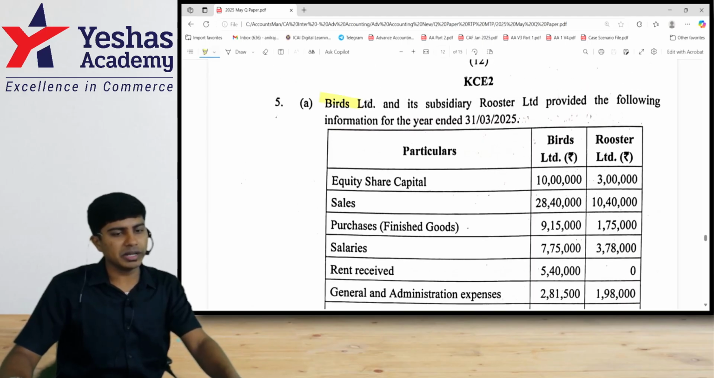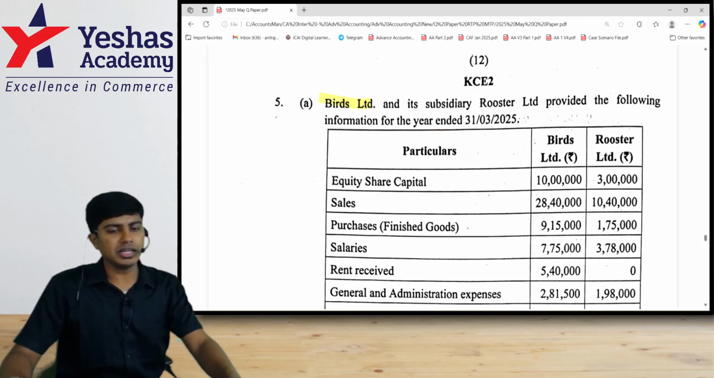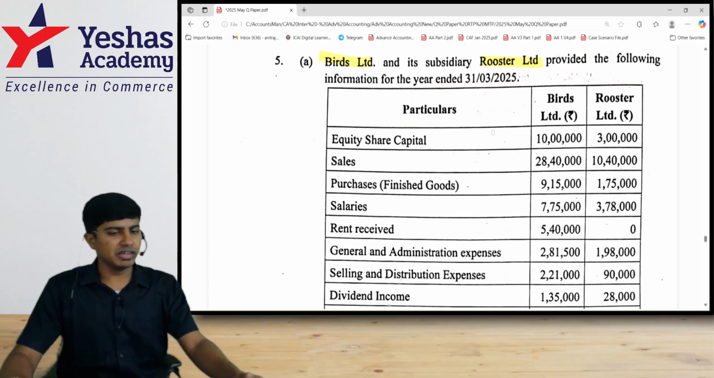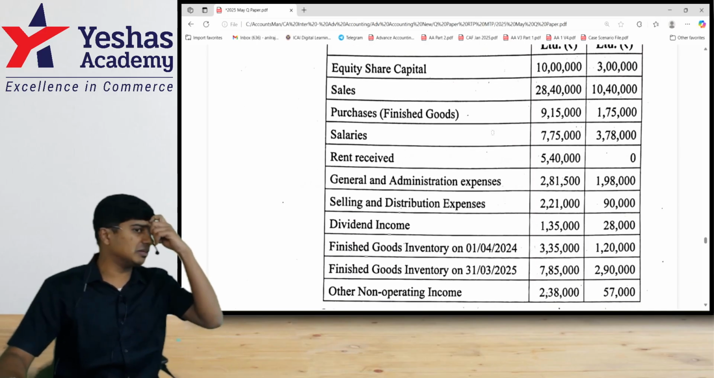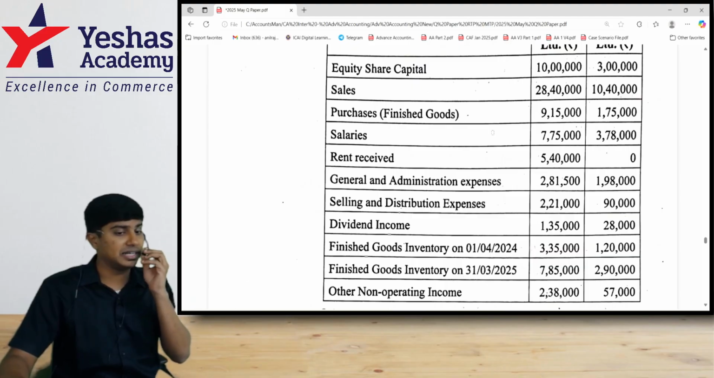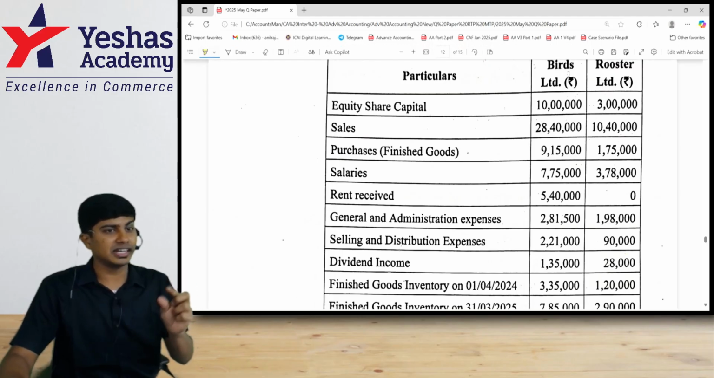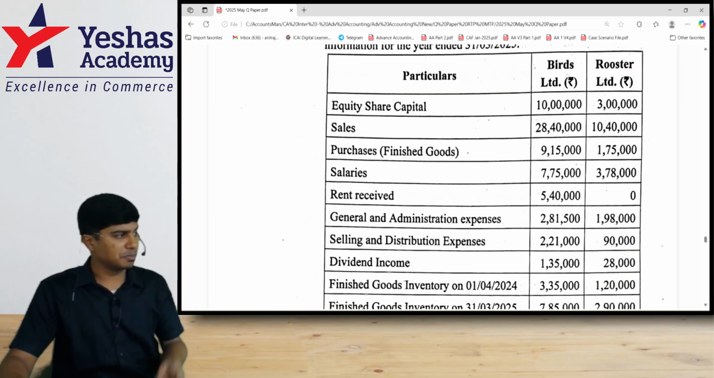So, who's the holding company? Bird. Who's the subsidiary company? Rooster. So, who should prepare consolidation of PL? Bird. They've given data. This has lot of items which are relating to assets and liabilities also. They've given the capital so that we can find the percentage of holding and percentage of subsidiary.